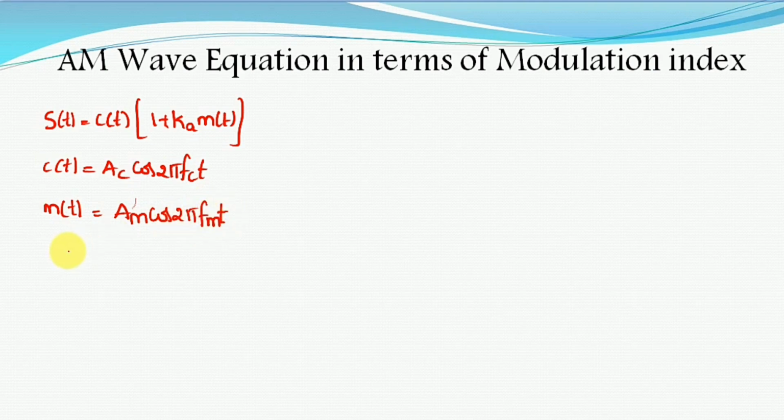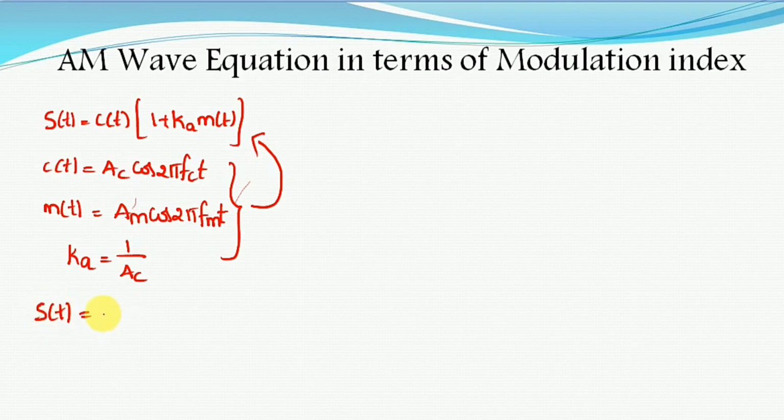And we know that Ka is the amplitude sensitivity and its value is 1 by AC. Now simply substitute these three expressions in the S of t equation, then we will get the expression S of t as AC cos 2 pi fct into 1 plus Ka, which is 1 by AC, into AC, into M of t, which is AM cos 2 pi fmt.